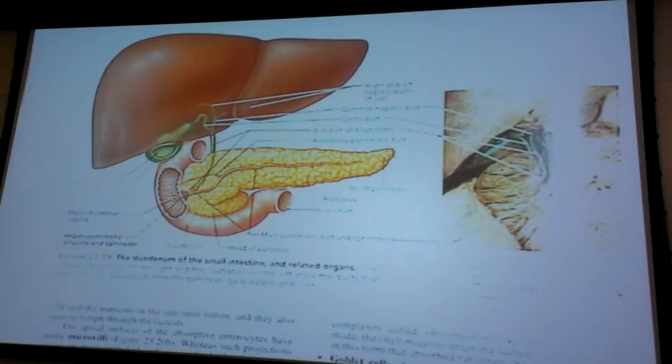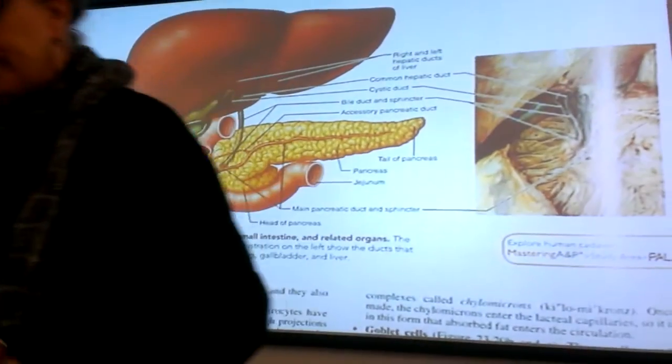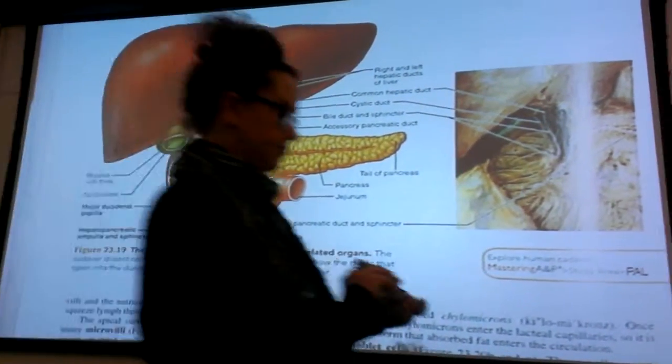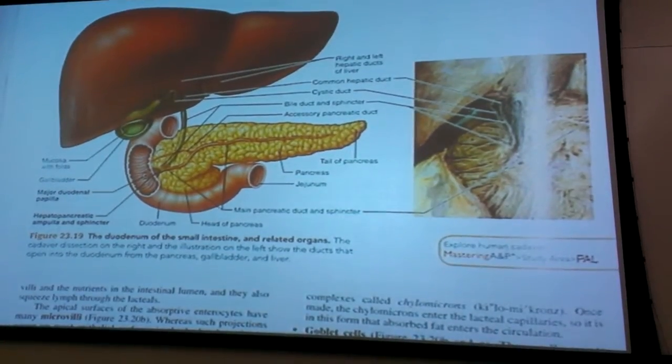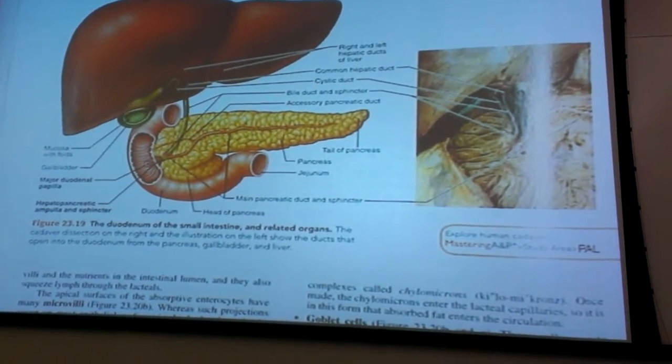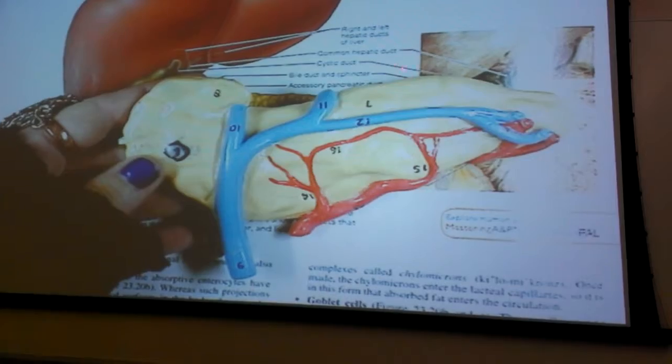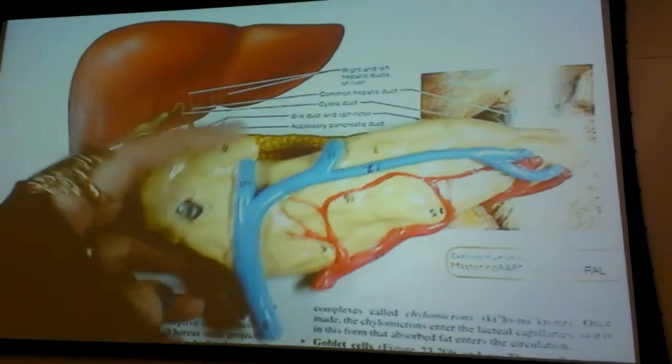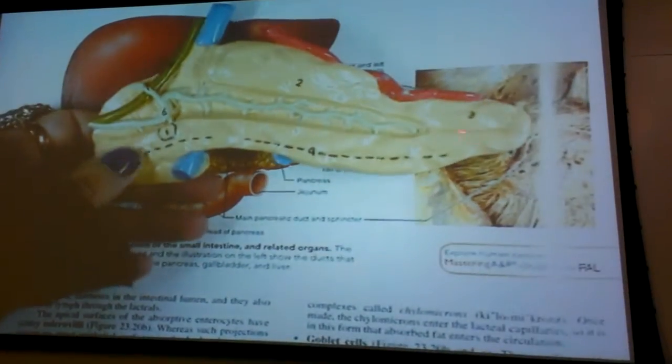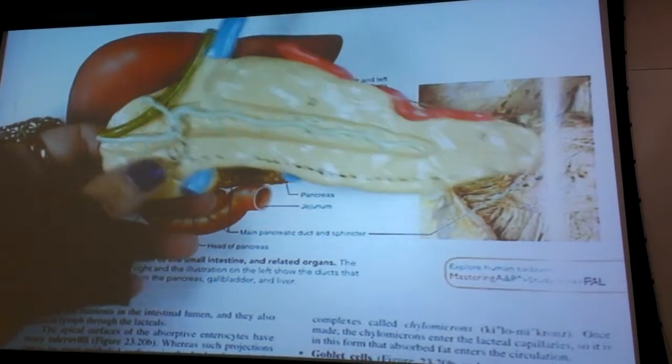Someone give me a pancreas. There's a big pancreas in here somewhere. Okay, here's a big pancreas. These are blood vessels, all right? We're going to turn this over. Here is the tail, here is the head.